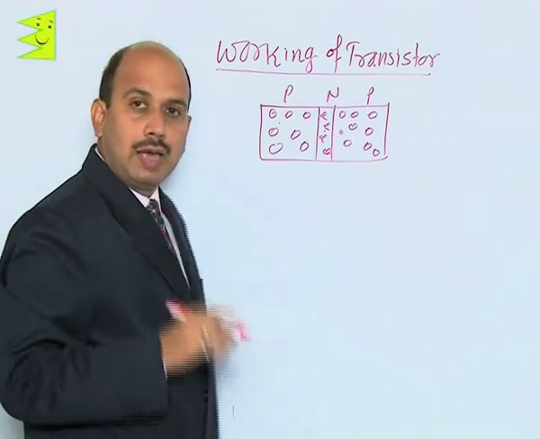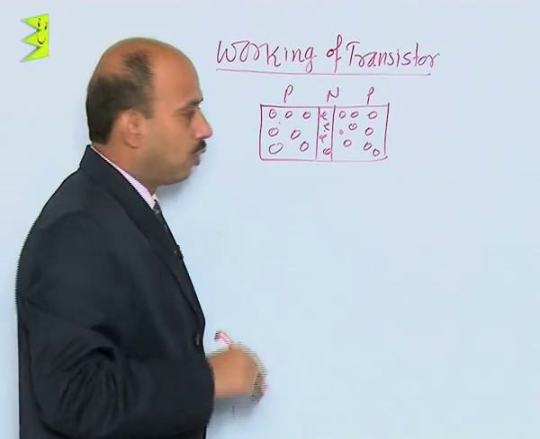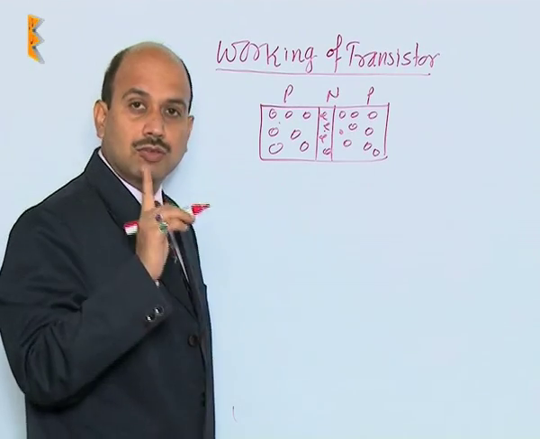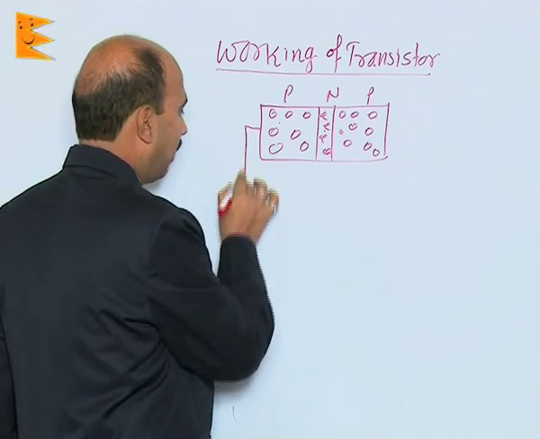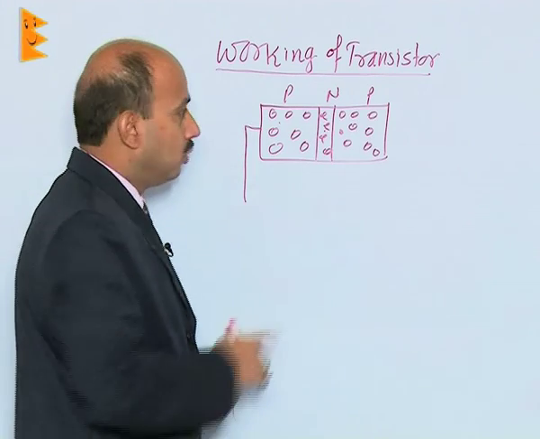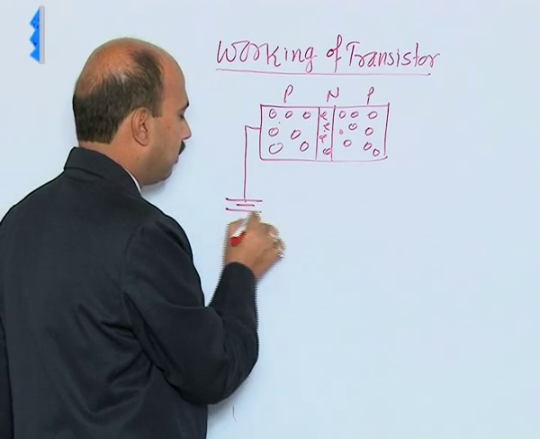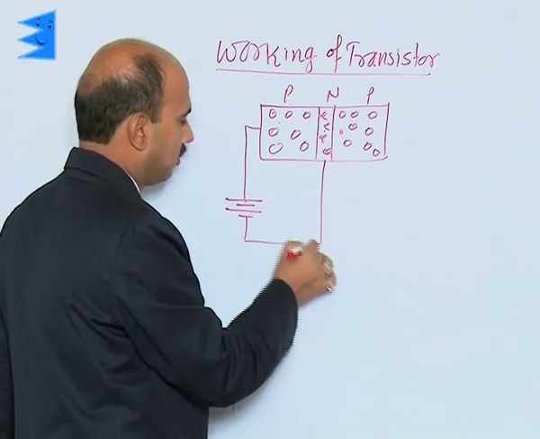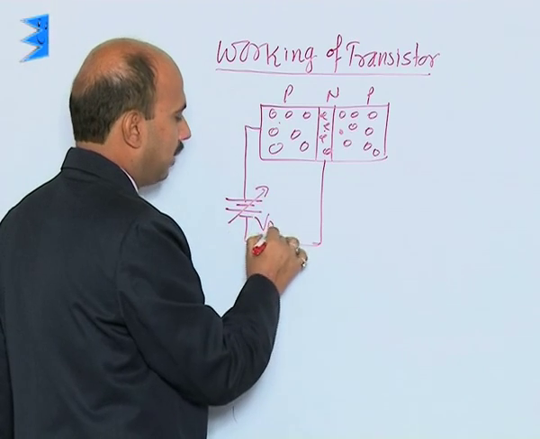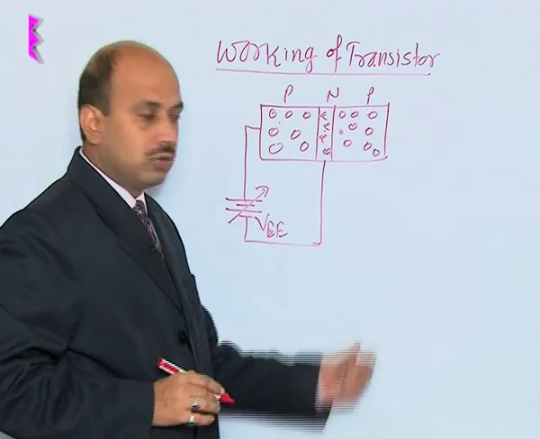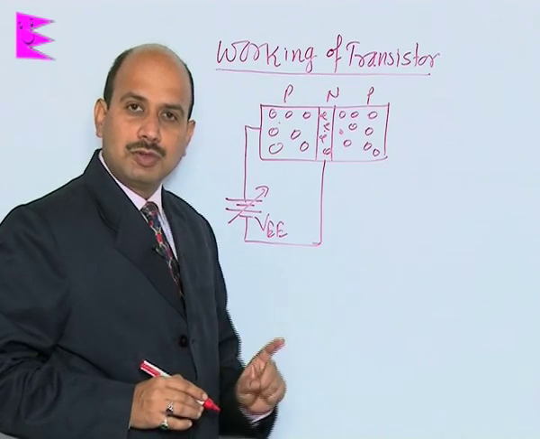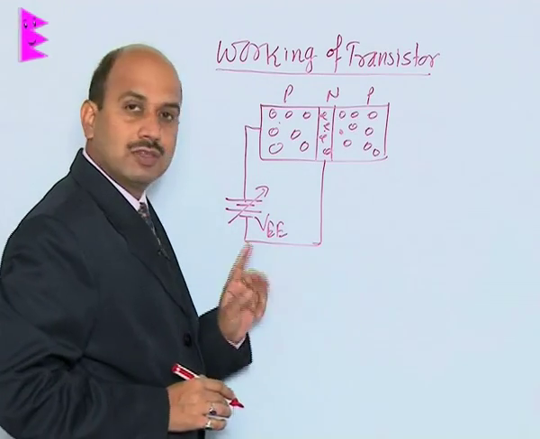Now see here, the emitter base junction is always kept in forward bias, and this junction has low resistance. So the emitter base junction is in forward bias. This P has to be connected to the positive terminal of the battery, and this battery is named as VEE. So this junction is in forward bias, and because of its forward biasing, it has low resistance.